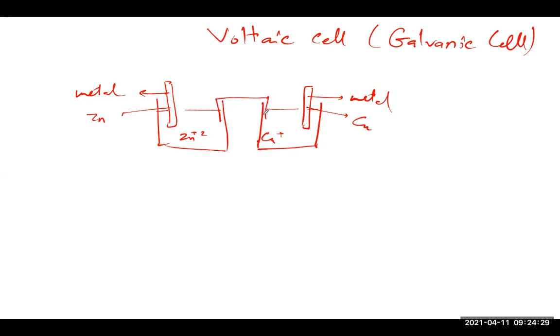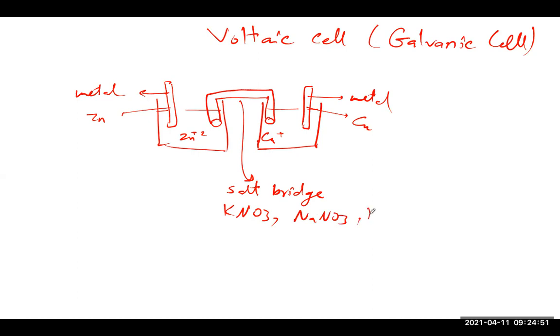We need to connect the two compartments with a glass tube, and this glass tube is called a salt bridge. Why is it called a salt bridge? Because it contains an electrolyte, which is an ionic compound solution like KNO3, NaNO3 or KCl. And we will have a wire and maybe a voltmeter to measure the current. First we need to determine which one will be the anode and which one will be the cathode.